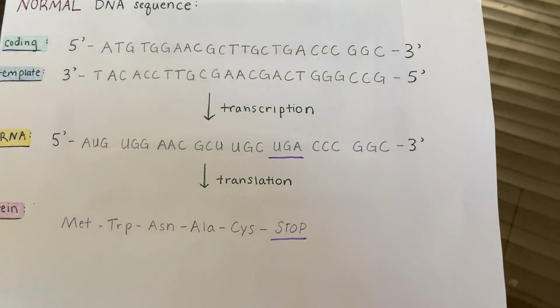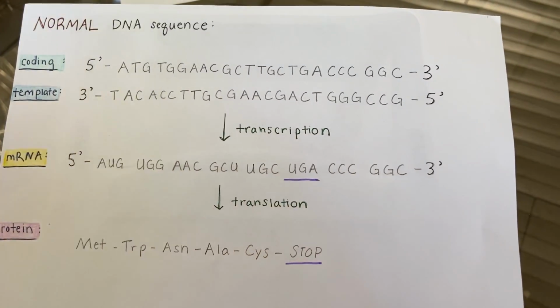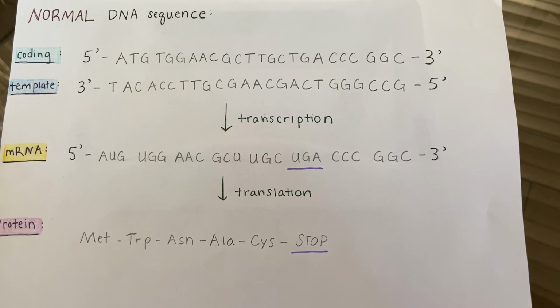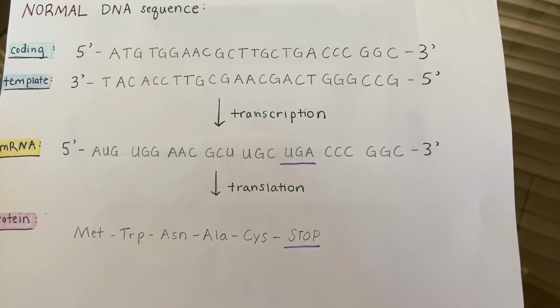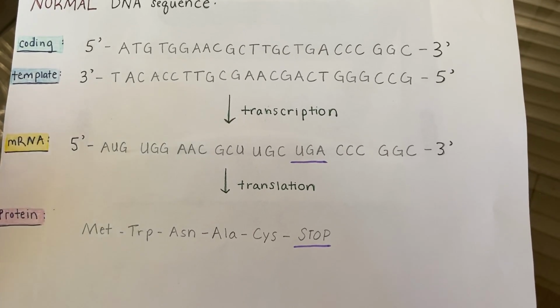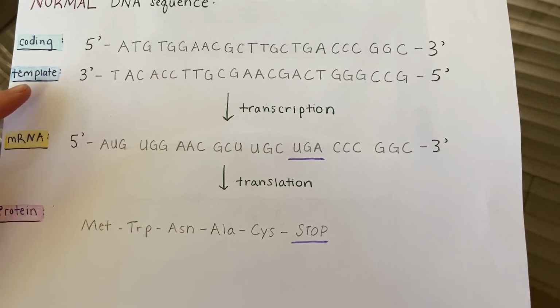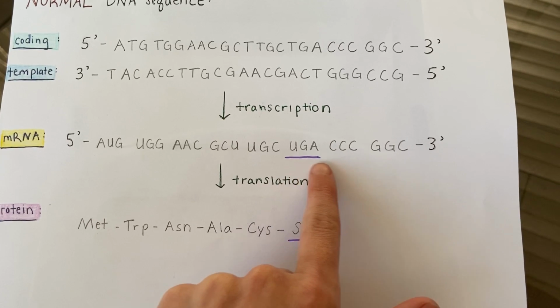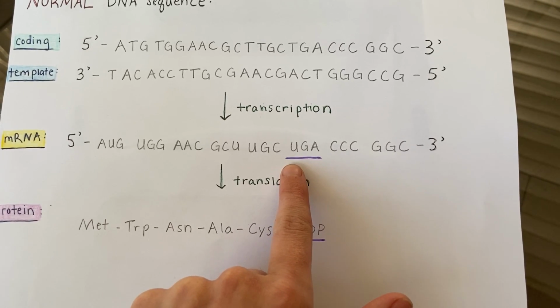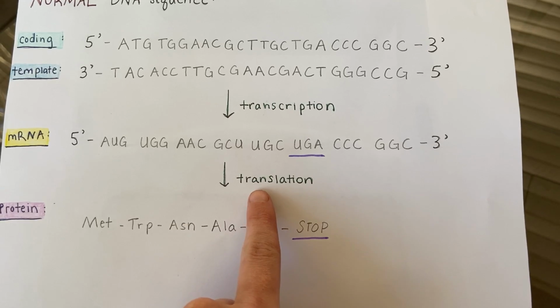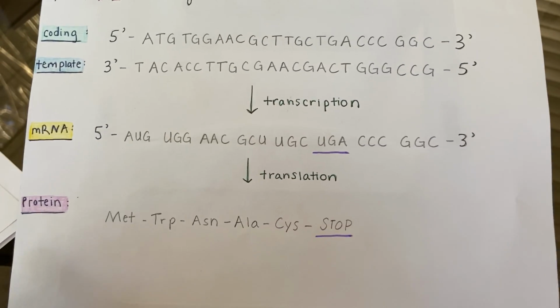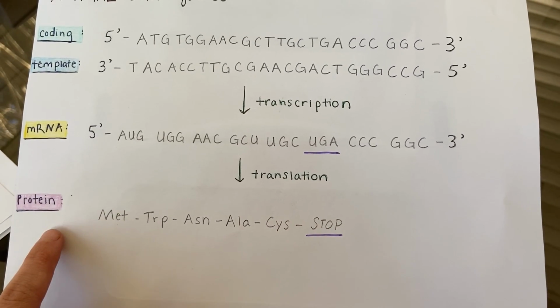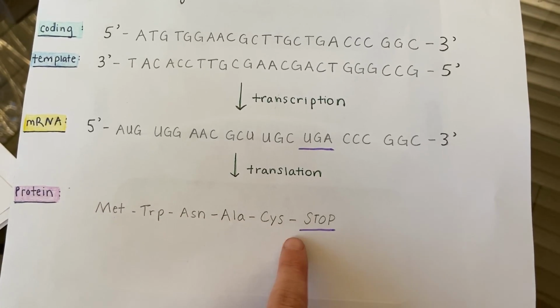So first we're going to look at the coding strand given, and this is our normal DNA sequence. The coding strand is from 5' to 3', and since it's anti-parallel, our template strand will be 3' to 5'. After transcription has taken place, we can identify that stop codon, UGA, and see that translation will not occur after that point.